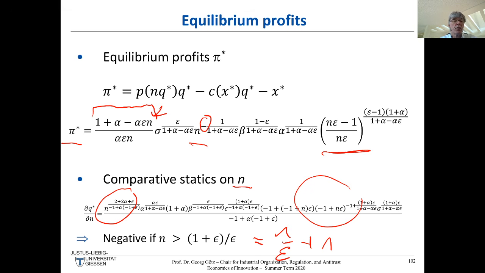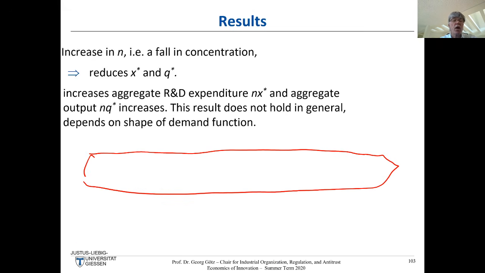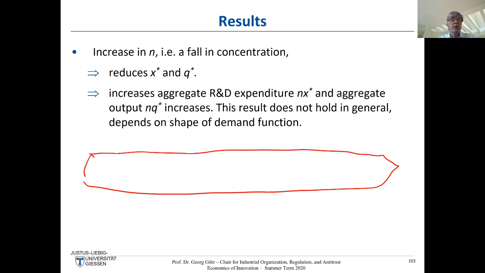Okay, so here are our results, once again summed up. An increase in N, that is a fall in the concentration rate, reduces X and Q, the individual firms' output and the individual firms' R&D expenditures. However, it increases aggregate output and aggregate R&D expenditure. This holds for this specific form, might not hold for all, but here it holds.